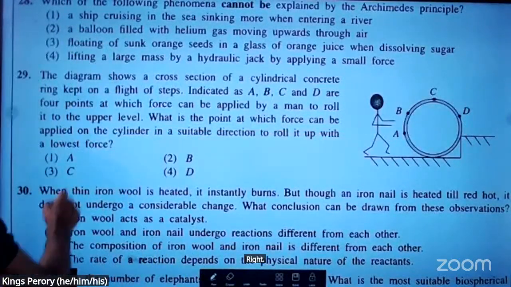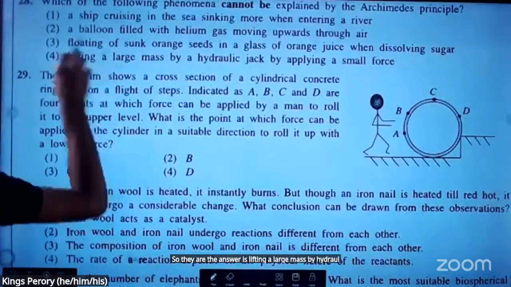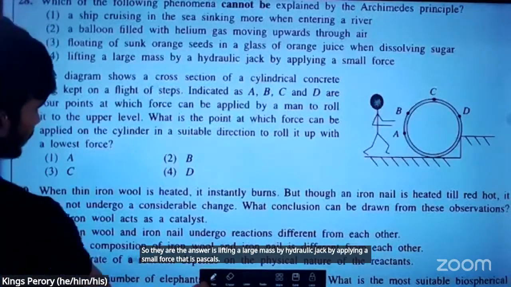So there the answer is lifting a large mass by hydraulic jack by applying a small force. That is Pascal's principle. Question 29.